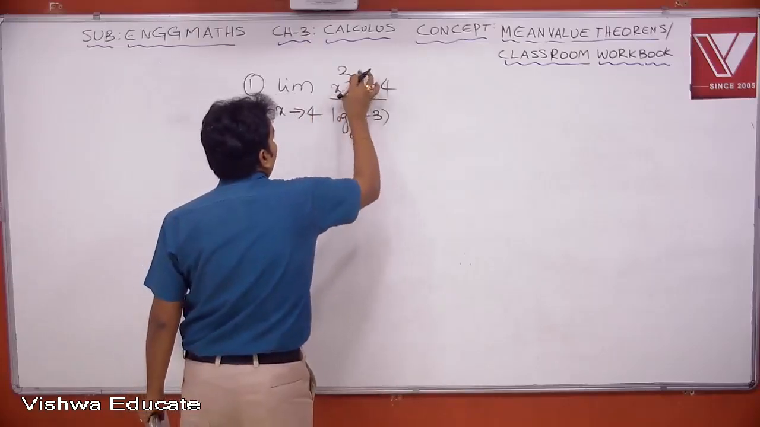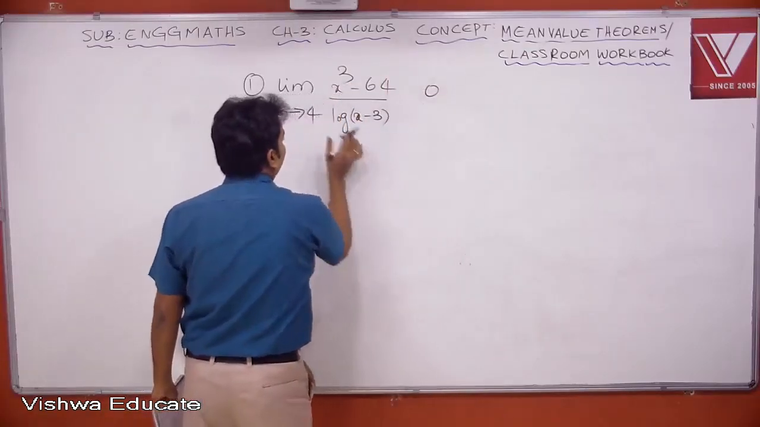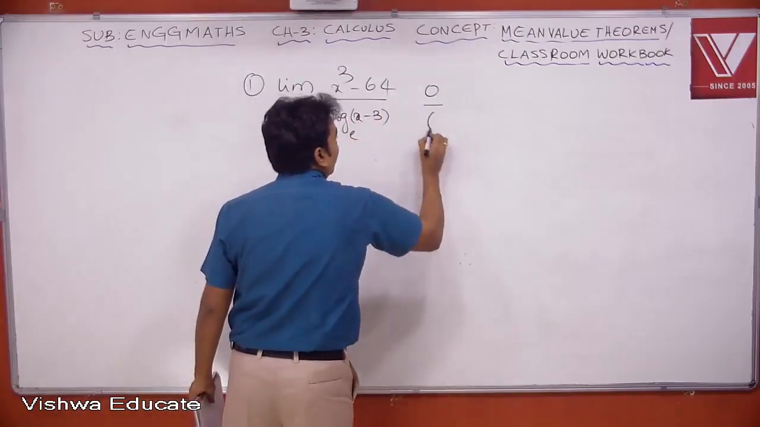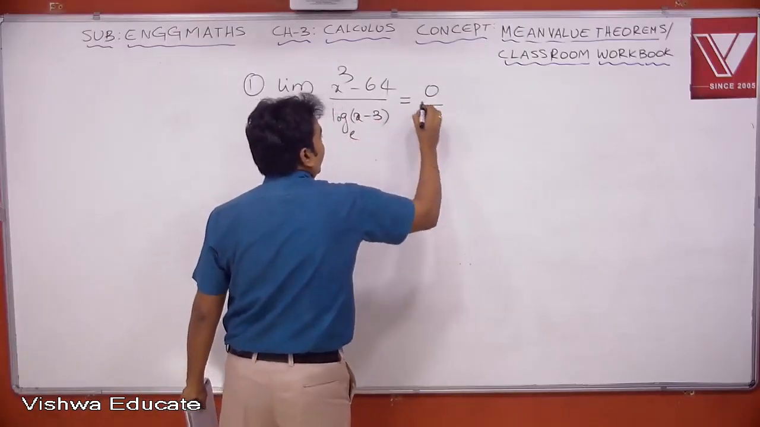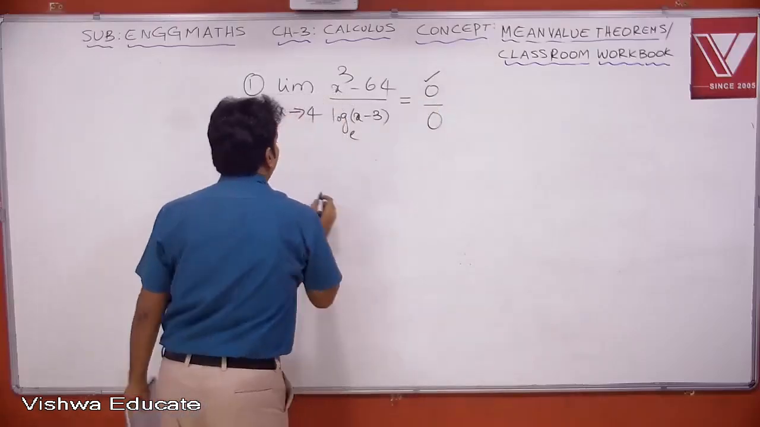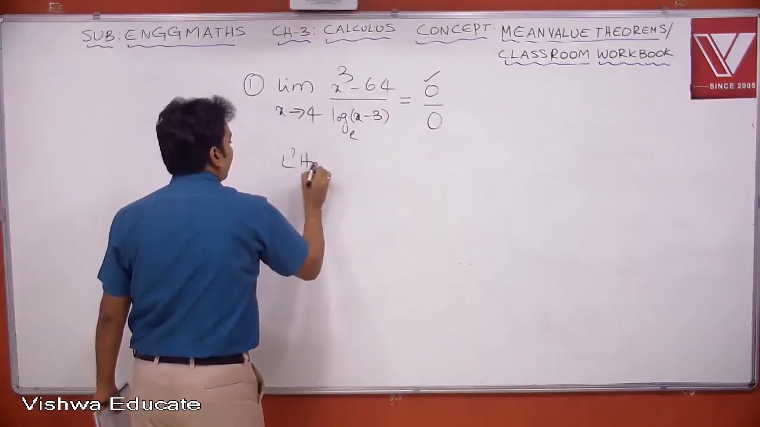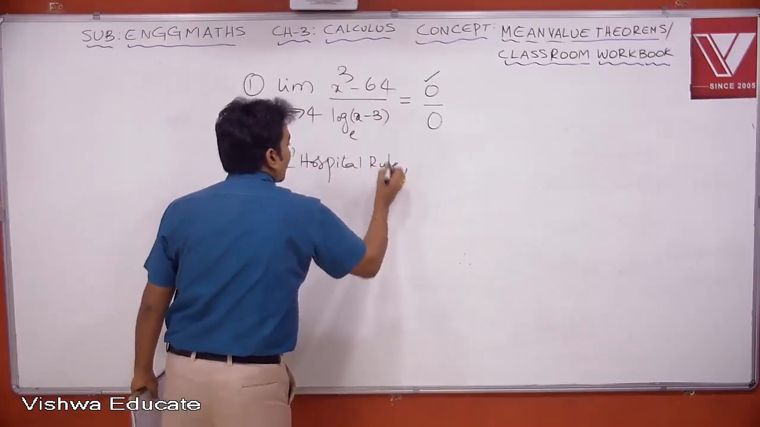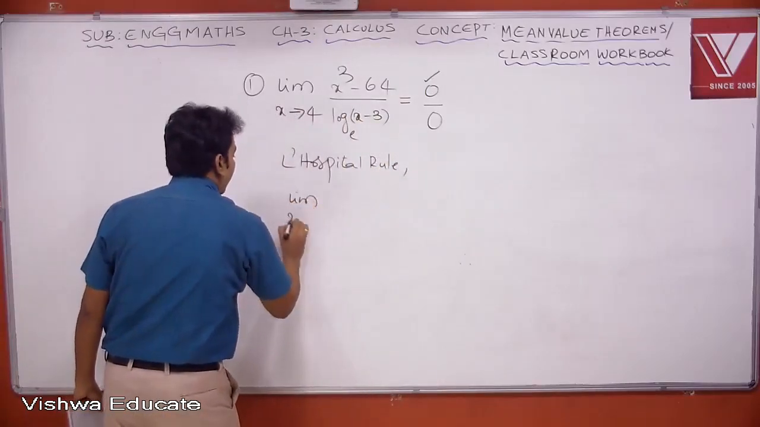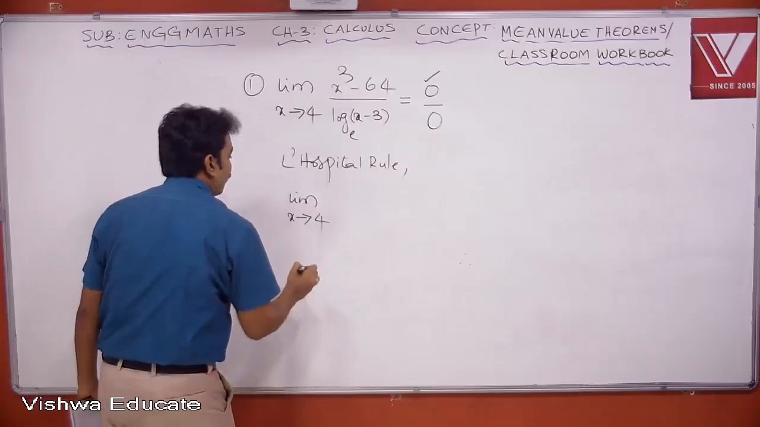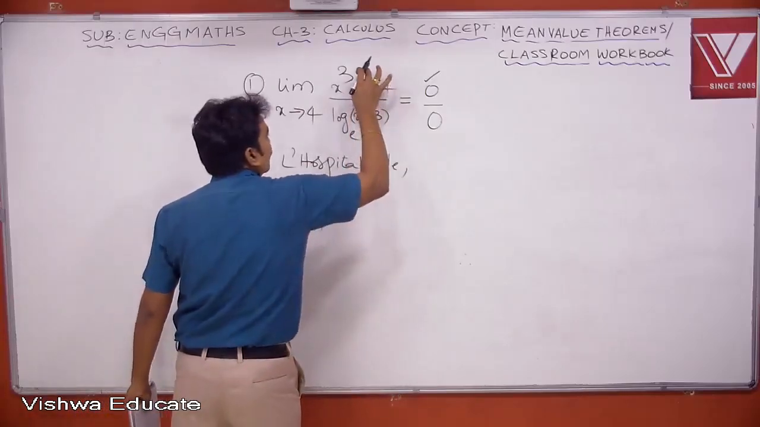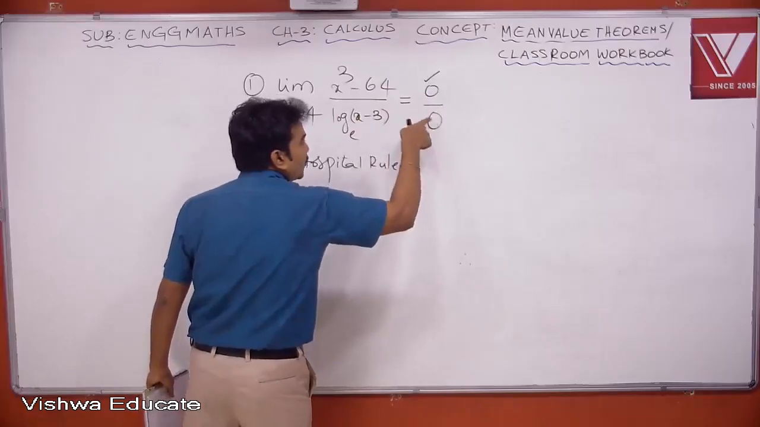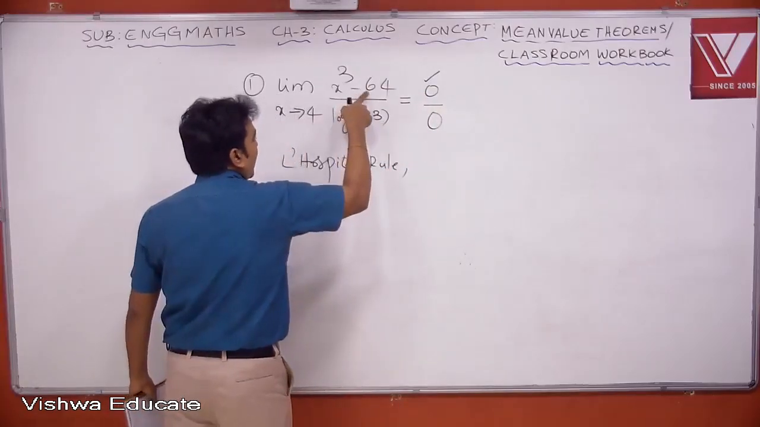Replace x by 4, the numerator will be 0. Even in the denominator, replace x by 4, log 1. Log 1 to the base e is 0. So when you replace x by 4, it is in the form 0 by 0. Now apply L'Hospital rule. So when you apply L'Hospital rule, this particular limit must be equal to limit x tends to 4. Apply the derivative of numerator and denominator functions, because when you replace x by 4, we are getting 0 by 0 form.